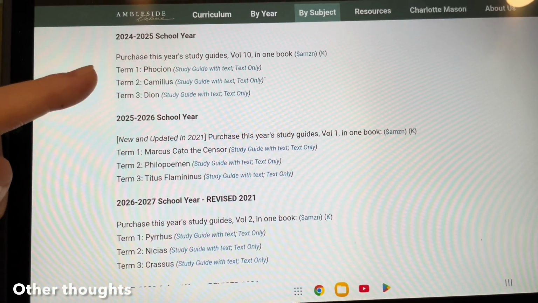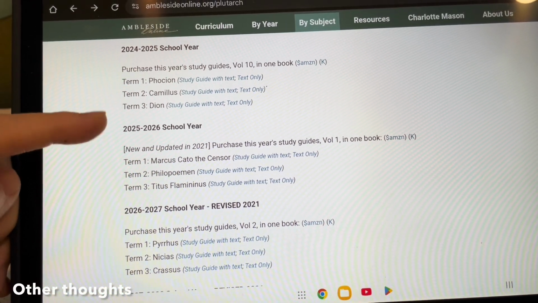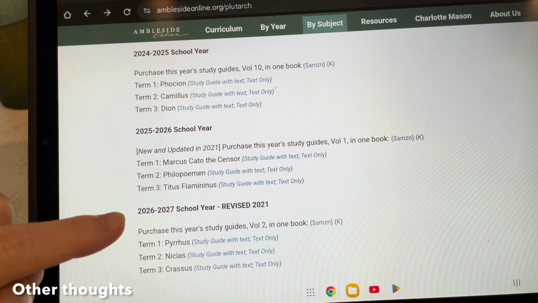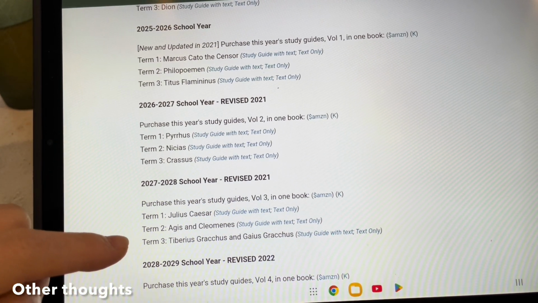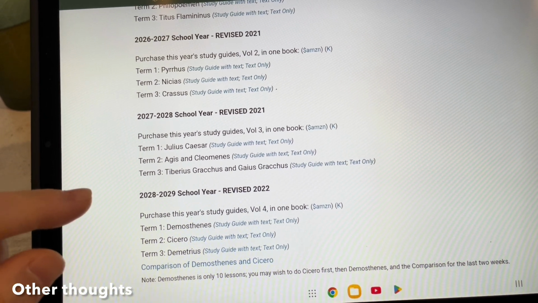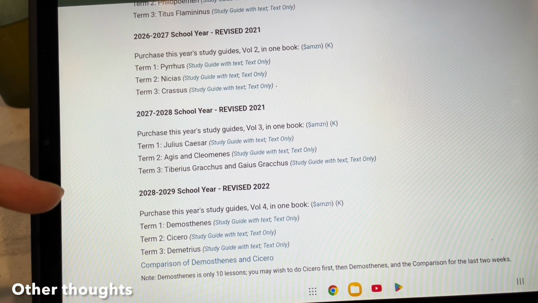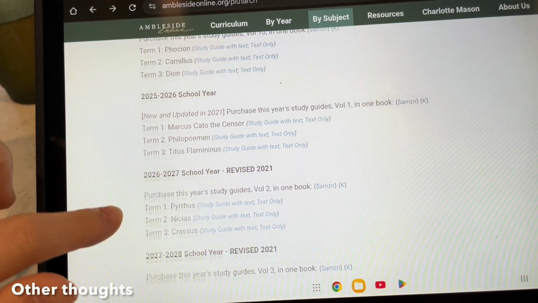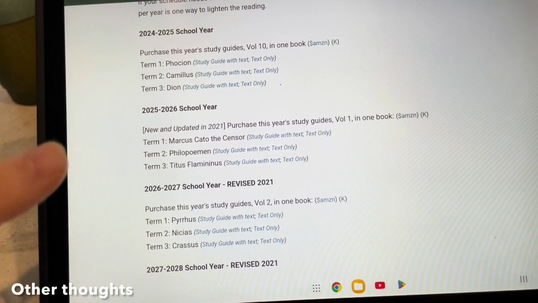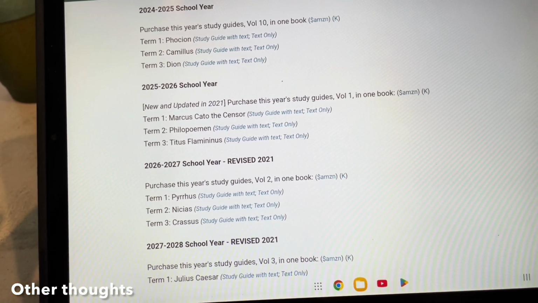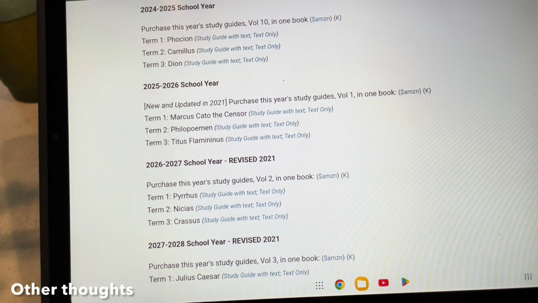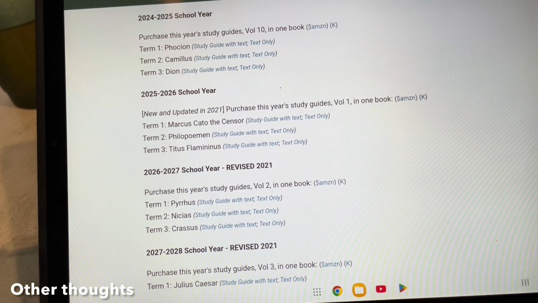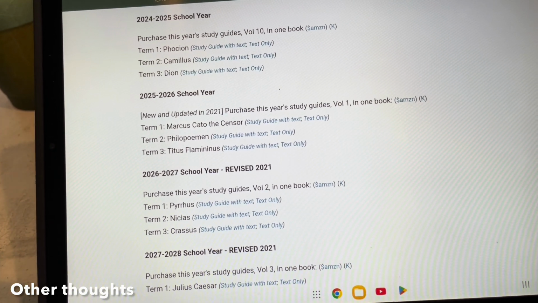So AO has a rotation, three Plutarch lives per year, one per term. I'm still thinking maybe I'll do a few lives first and then start following the rotation, because I want to do Julius Caesar and a few others I saw recommended that Shakespeare kind of sides, and then we can read the related Shakespeare plays. So that would be fun, to read lives and the related Shakespeare plays.